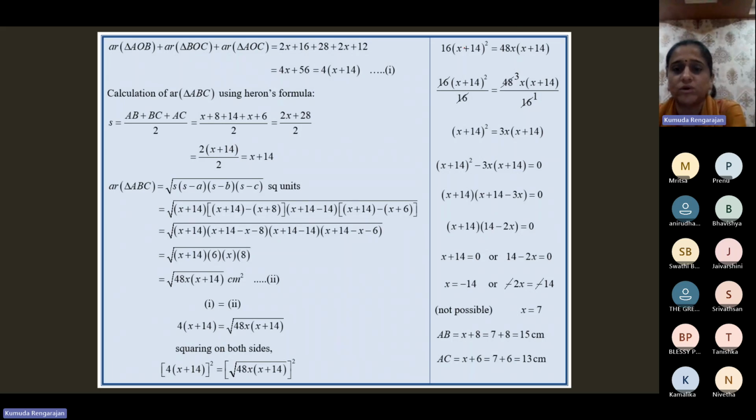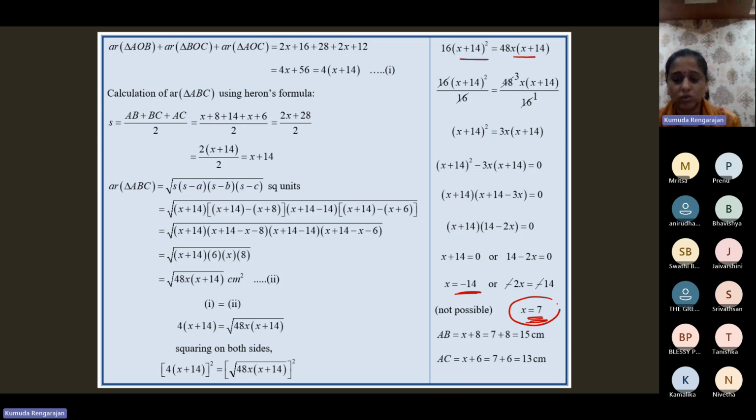You see that x plus 14 is common on both the sides, right? You should not divide both the sides by x plus 14. You can divide by a constant, but you should not divide by an expression that has a variable in it. If you do that, what's the answer here? x is equal to minus 14 or x is equal to 7.